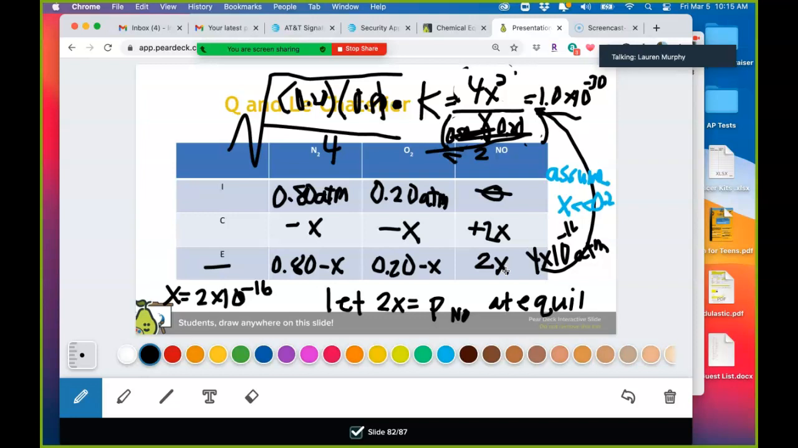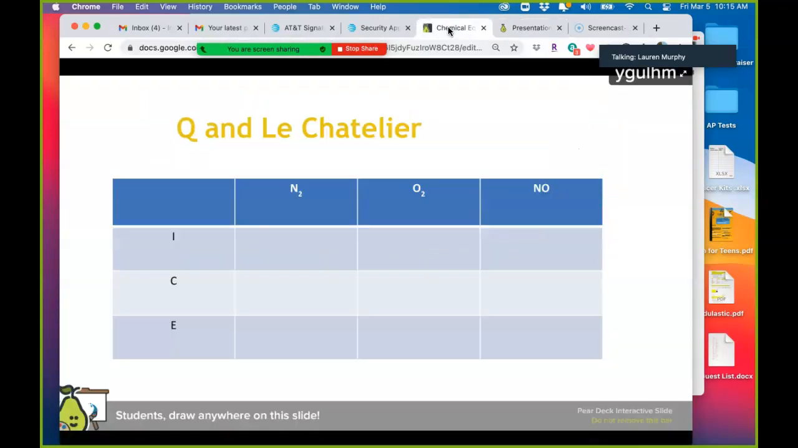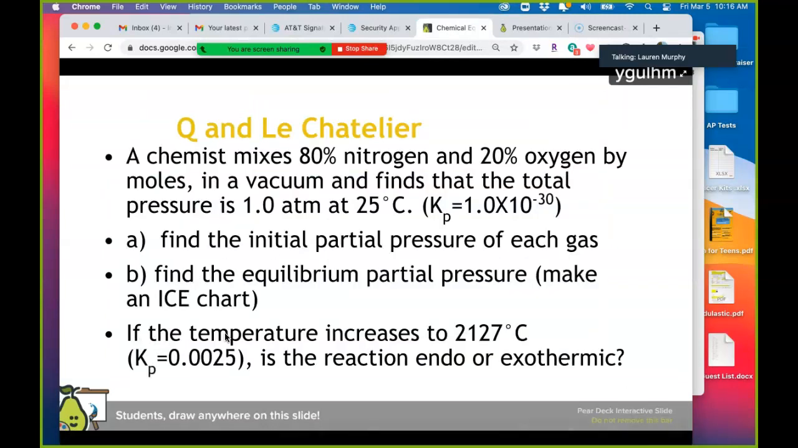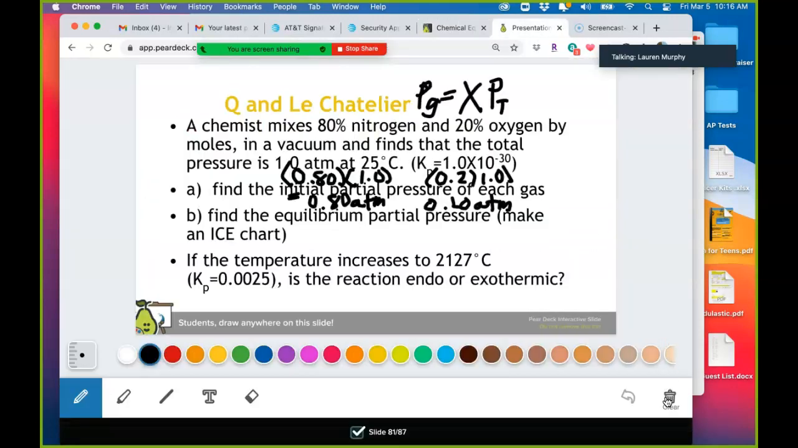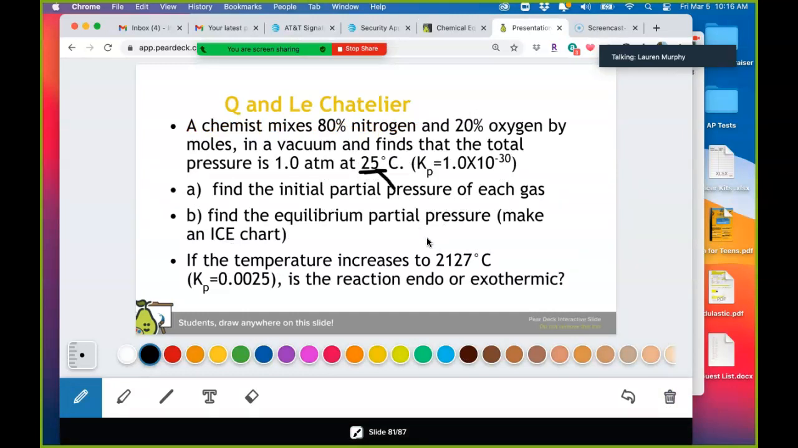Okay, so that was only the first part of this. The next part is where we're going to talk about Q and Le Chatelier and shifting. So I got my equilibrium pressures. They're 0.8, 0.2, and 4 times 10 to the negative 16th. But the next part says if the temperature increases, so the temperature was 25, and now it's increased to 2,127. And they tell you what happens to K. So this was the K value for this temperature, and this is the new K value for this temperature.